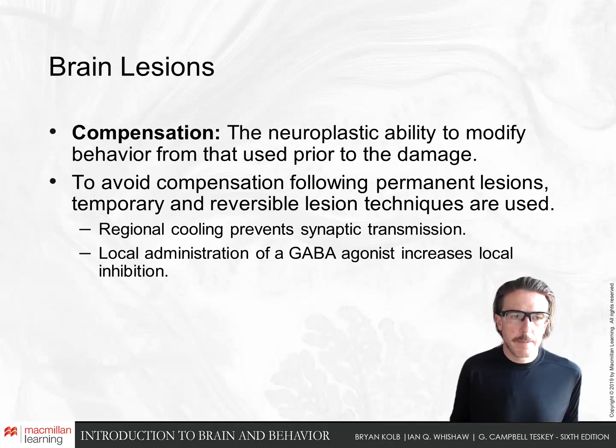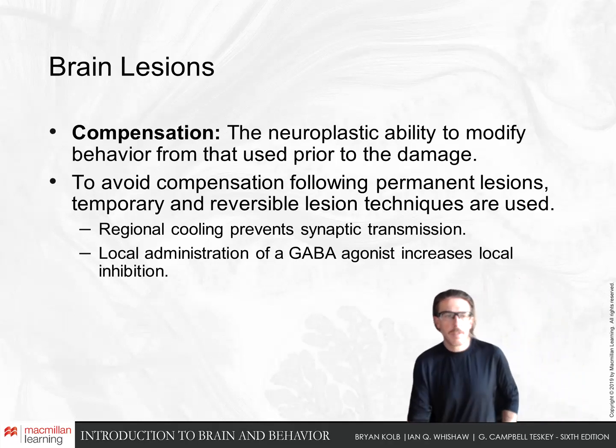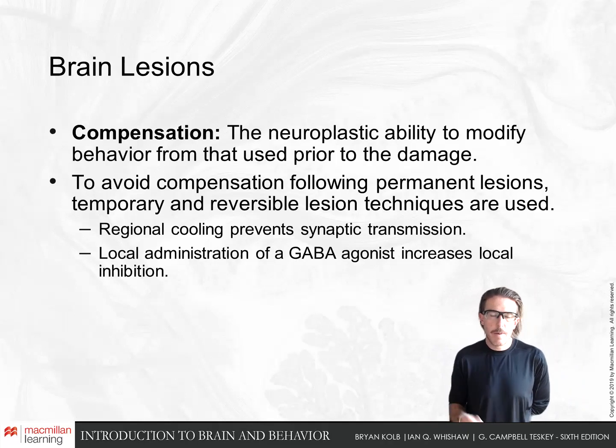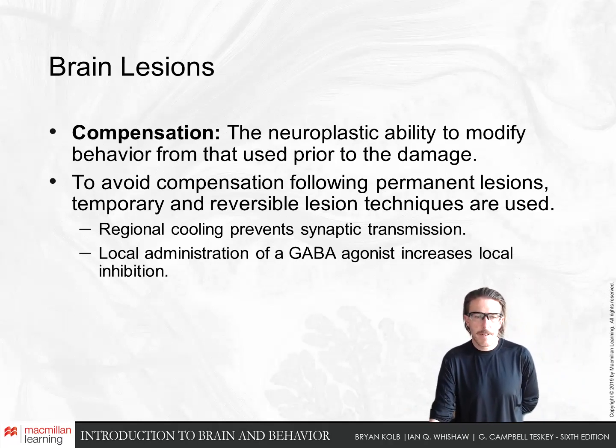So to avoid this compensation and to allow animals to recover fully from the experimental technique, we can induce temporary and reversible lesions instead, where we could, for instance, regionally cool a particular part of the brain or administer a GABA agonist and increase inhibition in a particular section of the brain, and then study how that influences behavior.